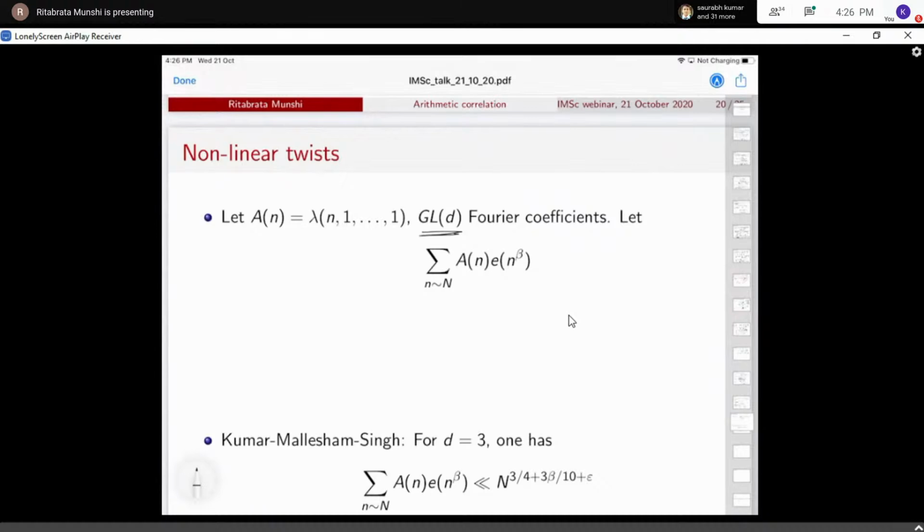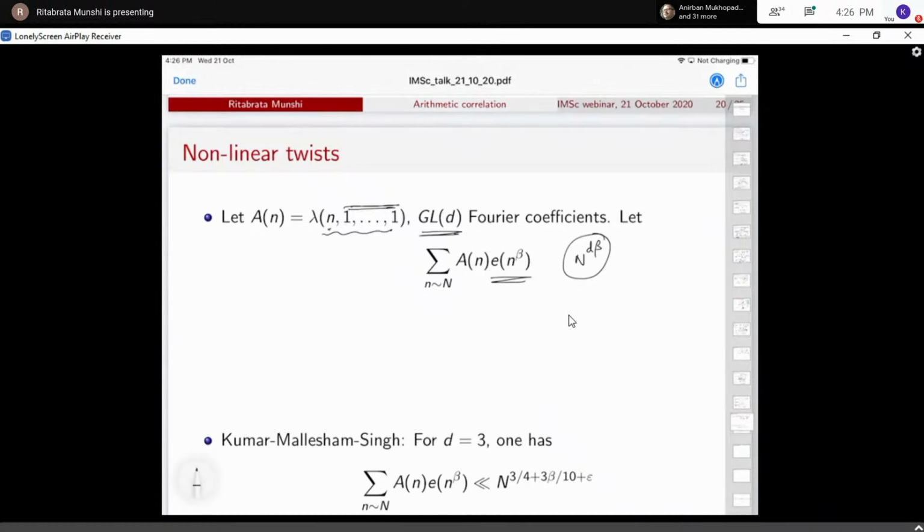That's a normalized Fourier coefficient of a modular form. If you take d to be 3, then you have lambda n1, n2, which are the normalized Fourier coefficients of a GL3 form. And in general, for GLd, there will be d minus 1 terms over here, so there will be d minus 2 many ones over here. And this n is varying. Okay, and we're interested in a sum of this sort, lambda of n times e of n to the power beta. Okay, so the conductor of this sum is n to the power d beta.